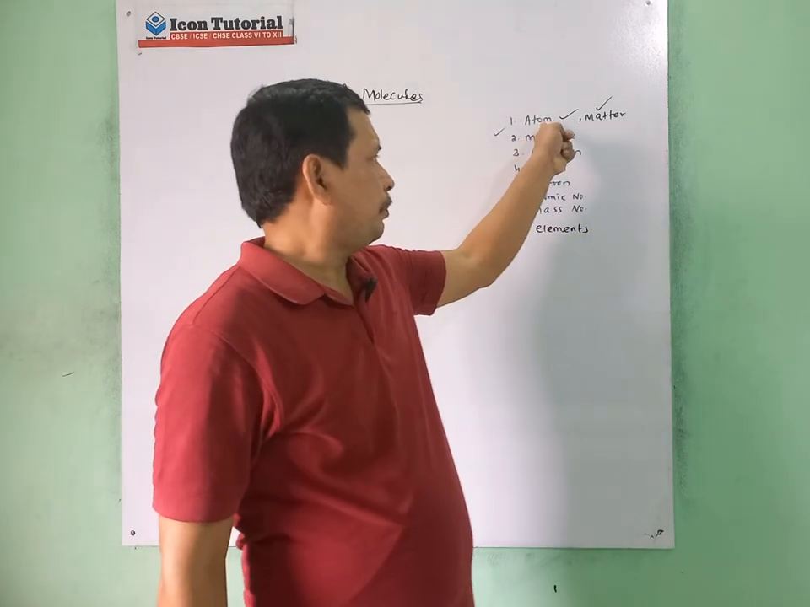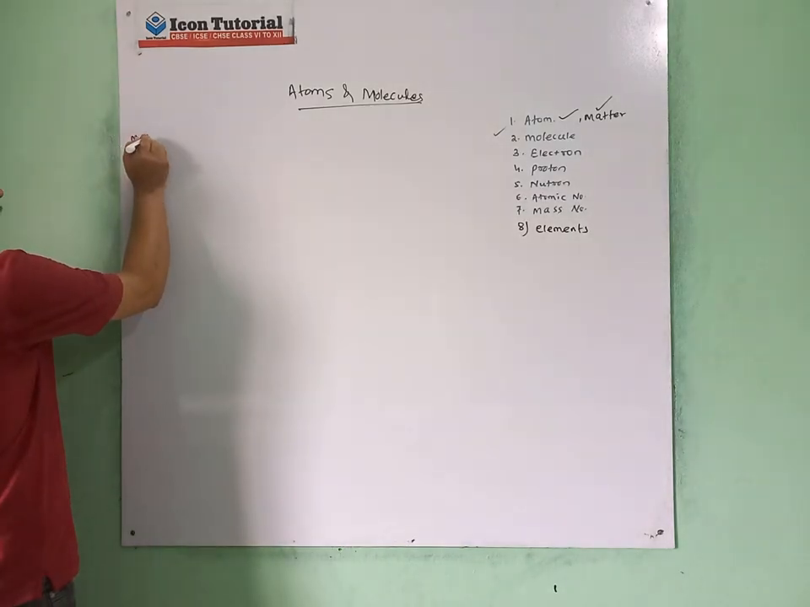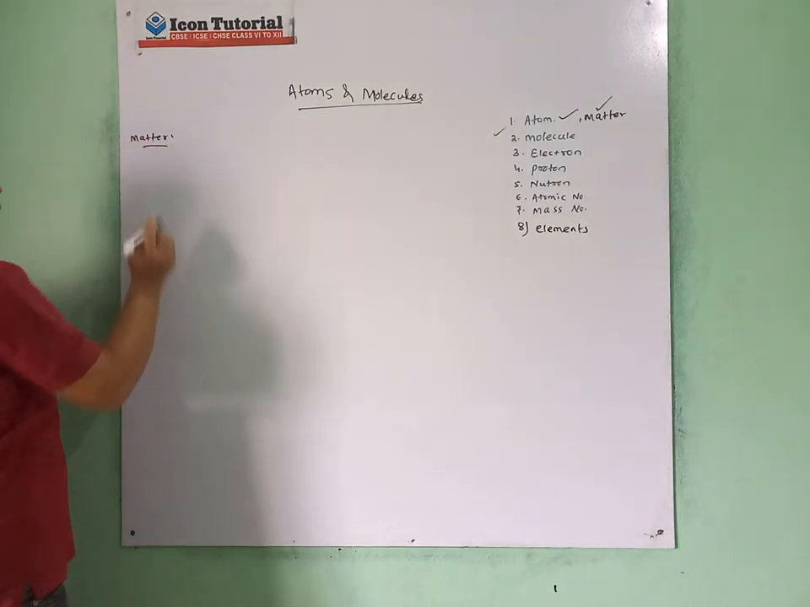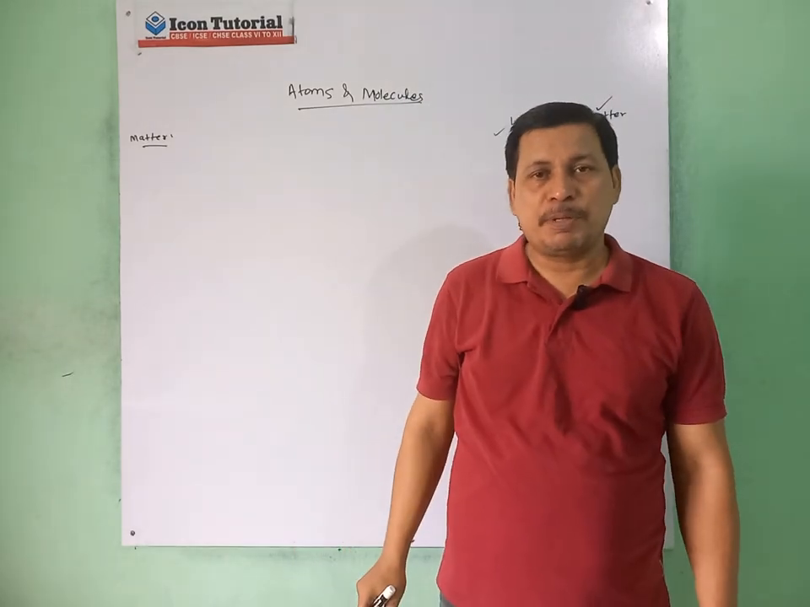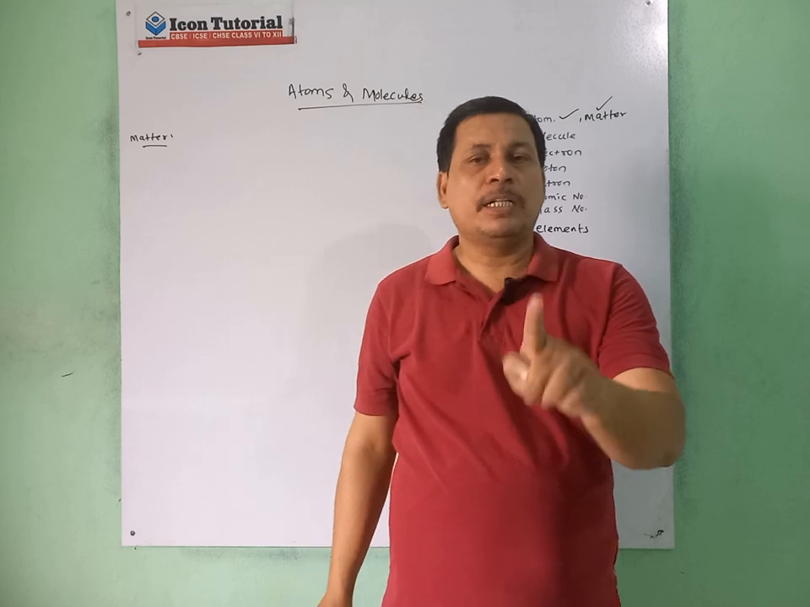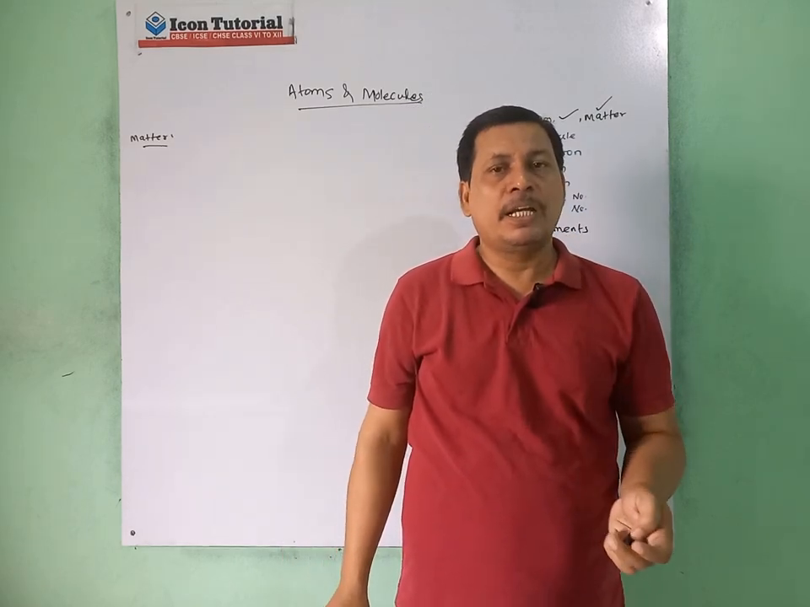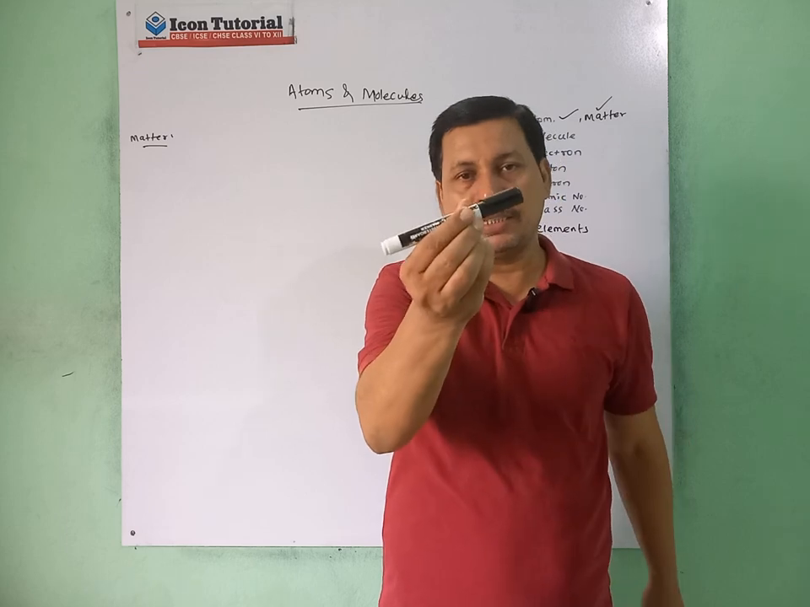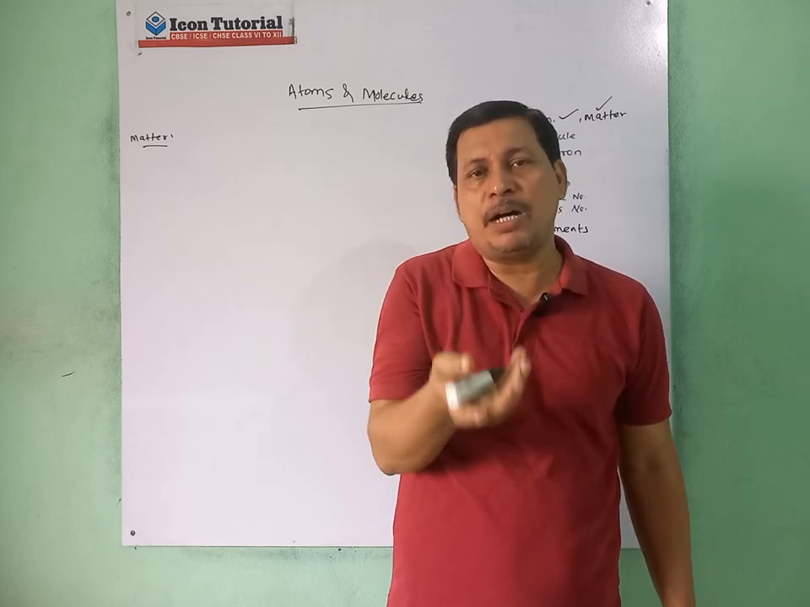Here the first one I am telling: what is matter? Matter is anything which has mass and occupies space. Write down, now start writing. Matter is anything which has mass and occupies space. Example, suppose this is a matter. For this matter, you need some mass. It has some mass.